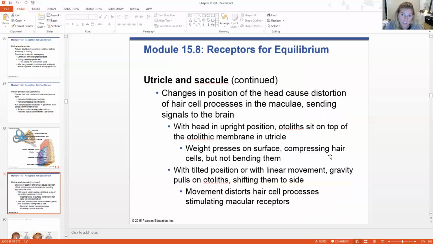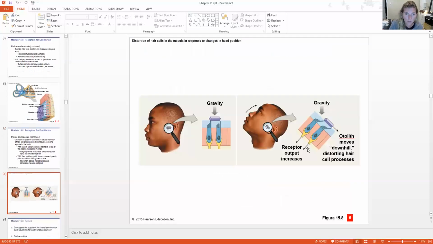So any changes in position of the head causing distortion of those hair cells is going to send a signal to the brain. When the head's upright, the otoliths sit on top of the otolithic membrane, with weight pressing on the surface, compressing the hair cells but not bending them. With a tilted position or with linear movement, gravity is going to pull those otoliths side to side, and that movement distorts the hair cells, and that's going to stimulate the macular receptors. So again, the otoliths kind of tumble, and that tumbling shifts the membrane, and shifting the membrane shifts the hair cells, and shifting the hair cells stimulates the receptors.